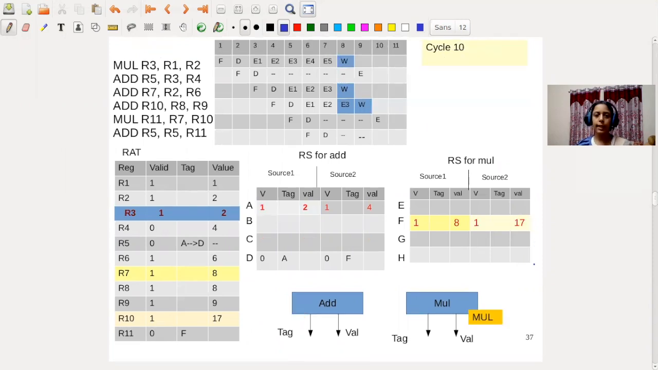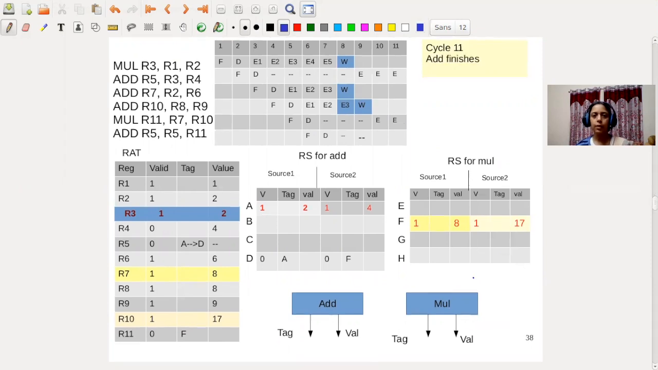So if we move to cycle 10, you continue with the execution of the add instruction, and the multiply has been now issued to the functional unit. Then if you go to the cycle number 11, the add has completed its execution, and the multiply is continuing its execution. The last add instruction is dependent on the mul instruction, and therefore that has not yet started its execution.